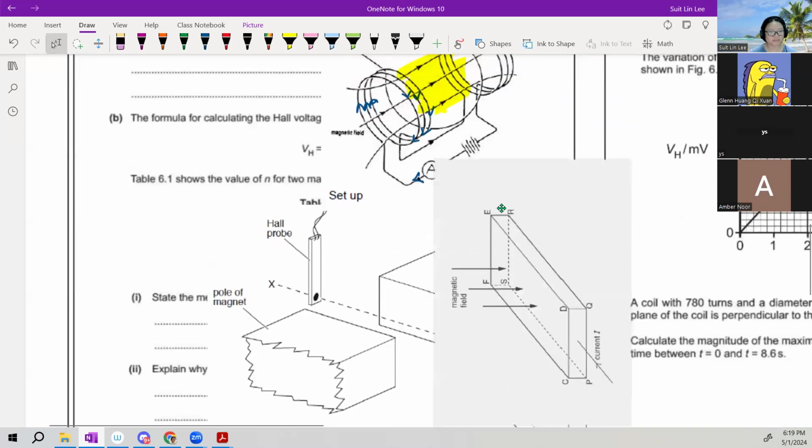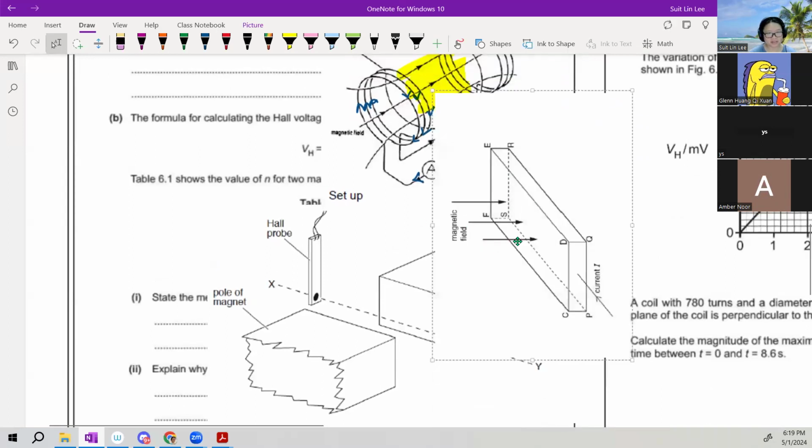So this is the magnetic field and this is the slice. This slice exists here. I zoom in and look at a piece of slice, but it's actually a probe. Does that make sense? So we use the Hall probe to measure magnetic field.